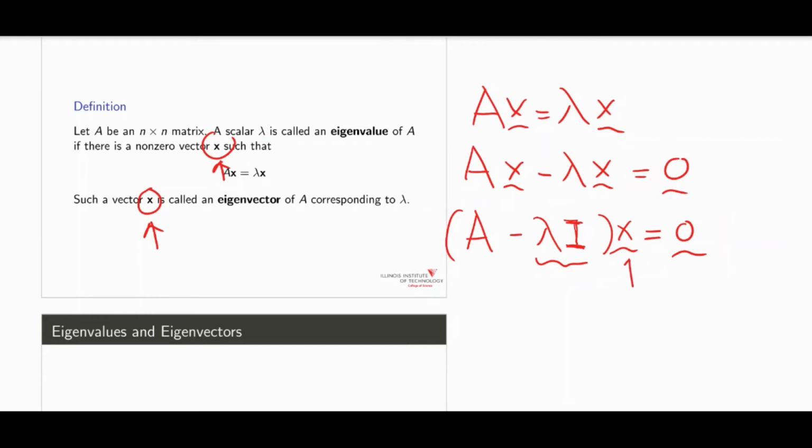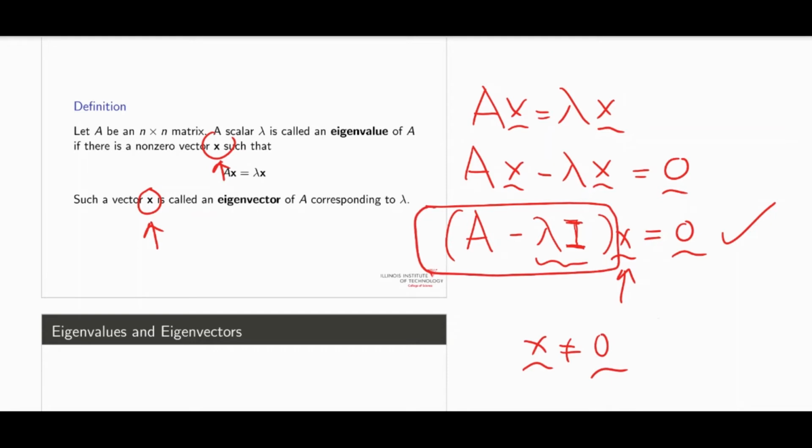If you want this x to be non-zero, okay? Because obviously one of the solutions here is the zero vector. So if you have x equal to 0, this is good, right? But if you want to have a non-zero solution, if you want x here to be non-zero, then you better make sure this matrix is not invertible.